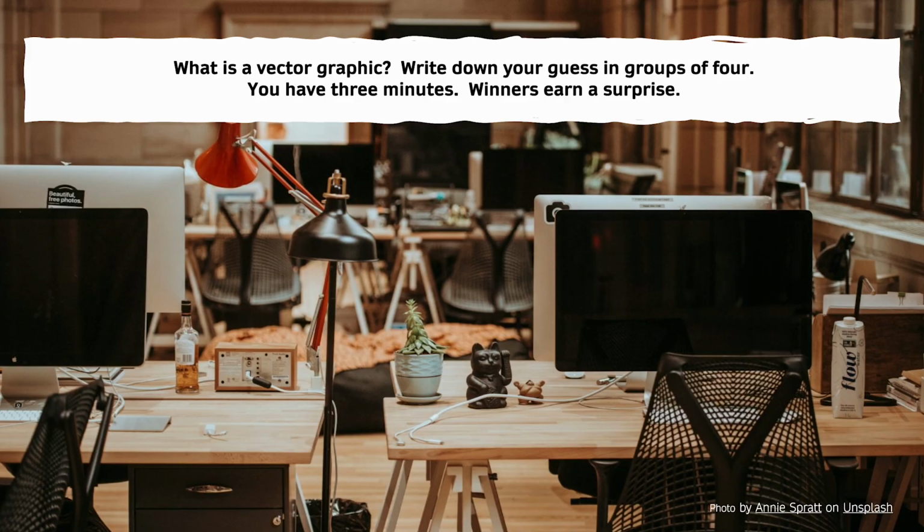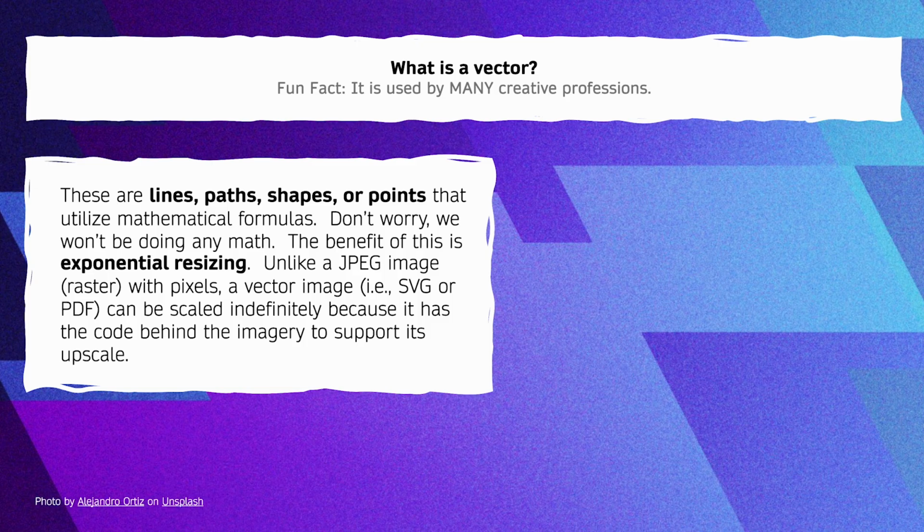But I want you to think about for a second, what is a vector graphic? And I want you to think about it or write down your guess. So go ahead and take a minute and pause. All right, so a vector graphic is a lot of things, but I want you to know that a vector graphic is used by many creative professions. And let's start by telling you what a vector is not. So a vector is not a pixel at all, and that is so important to know. Think about Photoshop. Think about a blurry pixelated image. That right there, that's called a raster. And we are not using pixels in Illustrator. We're using what's called vectors.